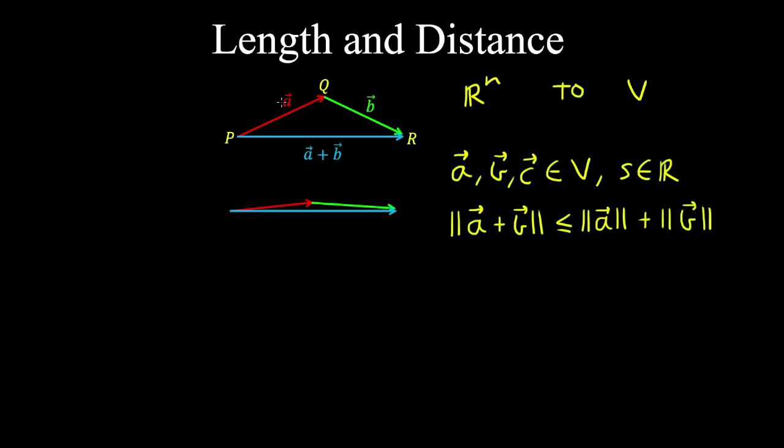And we saw this geometrically in 2 space, where the length of the sum of the two vectors is always less than or equal to the sum of their individual lengths.